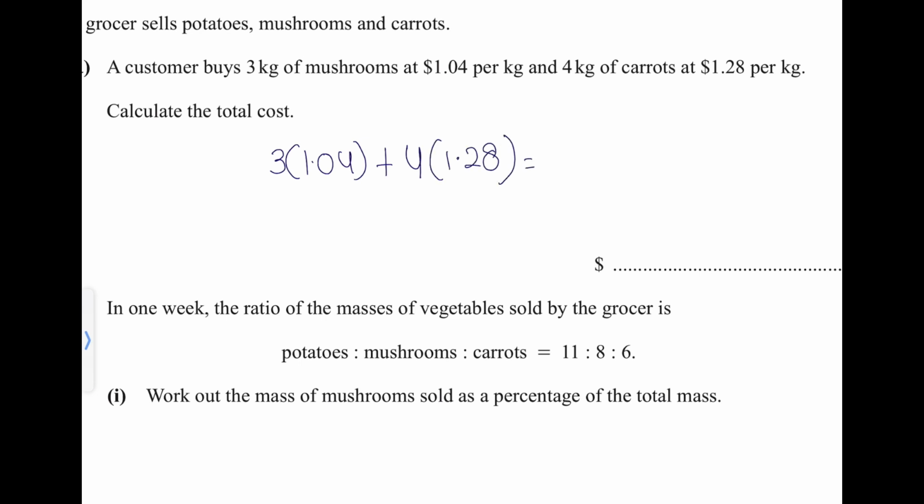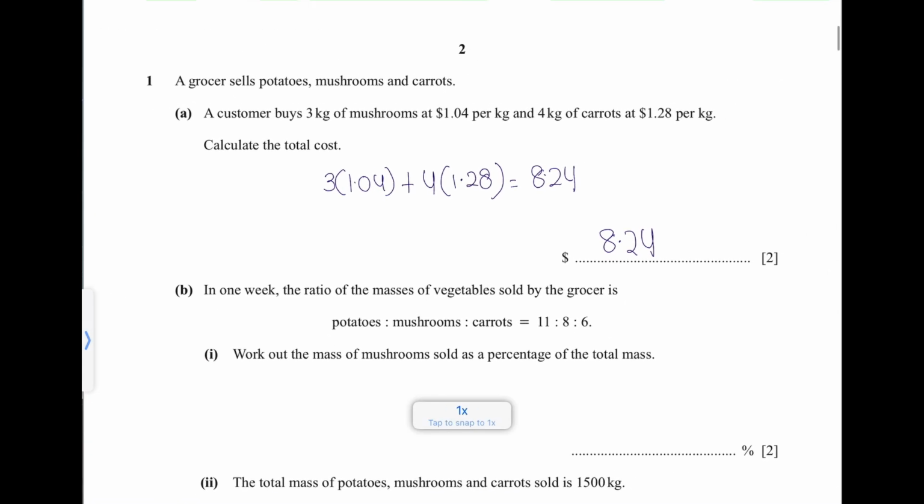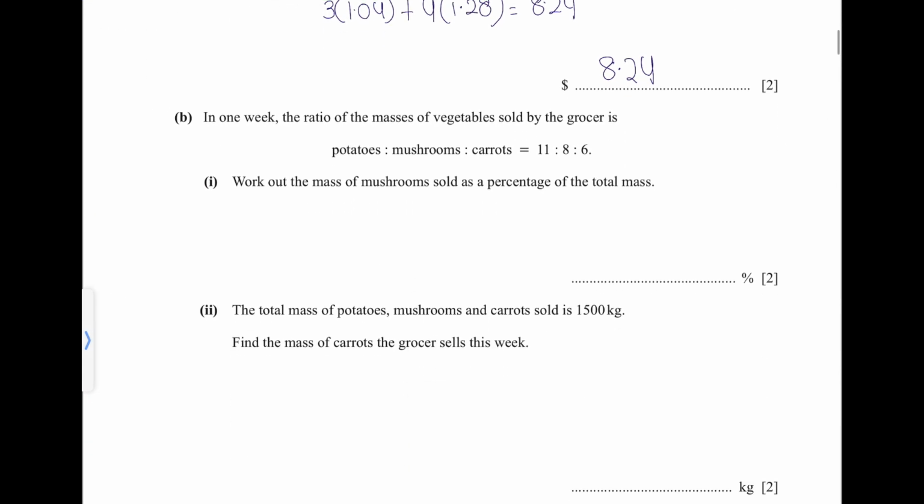That will be 3 times 1.04 plus 4 times 1.28. That gives you 8.24. All right, 8.24. In 1 week, the ratio of the masses of vegetables sold by the grocer is potatoes to mushrooms to carrots, 11 to 8 to 6.